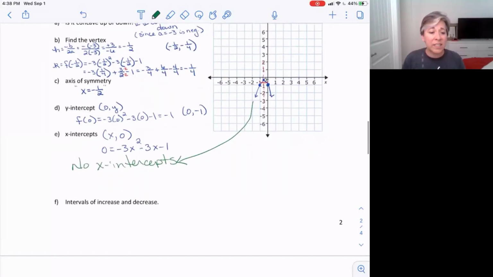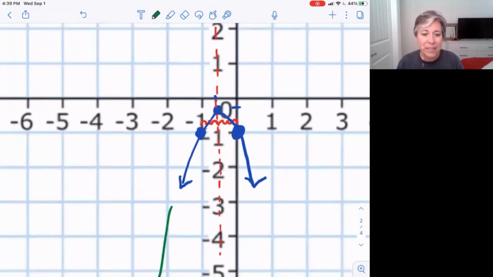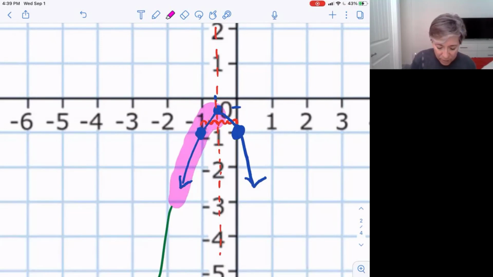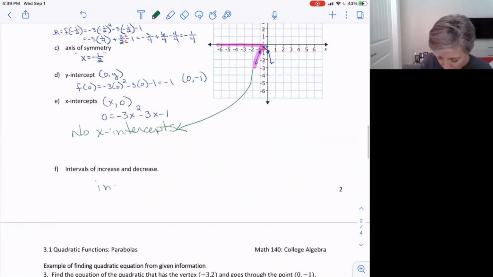And then the last question is intervals of increase and decrease. Again, remember, intervals of increase and decrease are only in terms of x values. Well, I know that this function here is increasing all the way up to that point right there. So that means all x values up into that -1/2 will give me increasing y values. So intervals of increase will be from -∞ to -1/2.